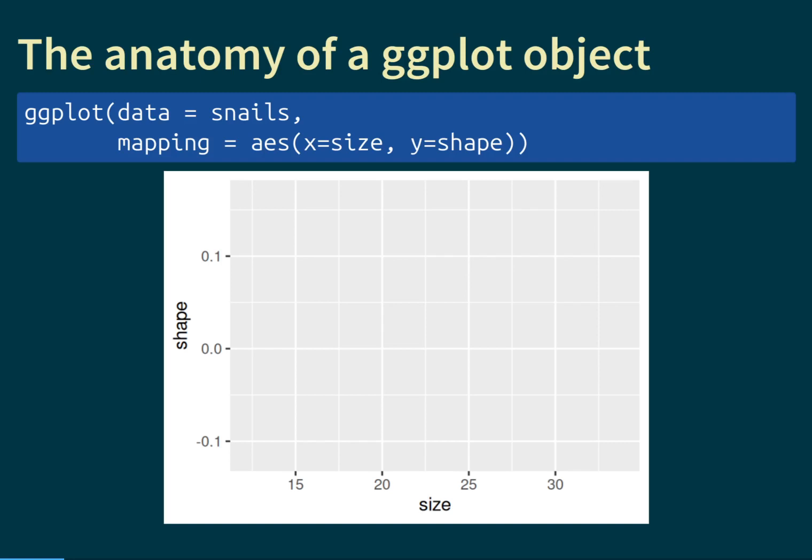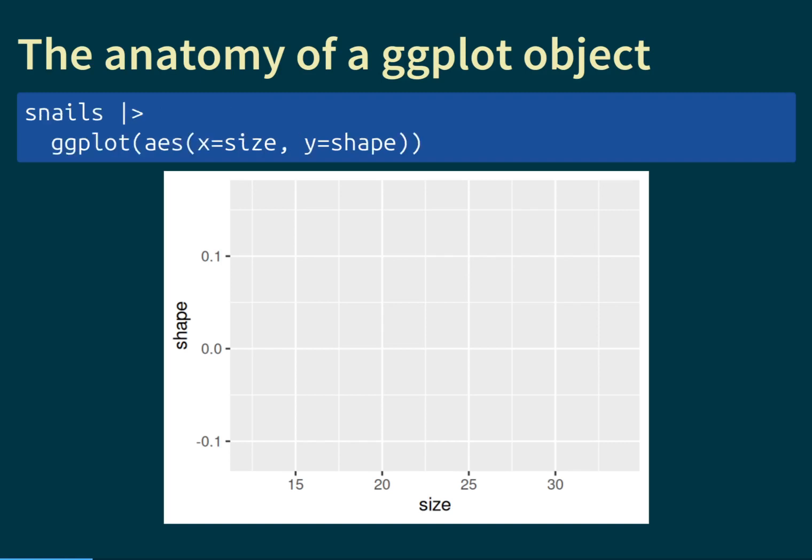So applying a little bit of shorthand, this is the most common way of rewriting it. This is exactly the same as before. We pipe in the snail's data into the ggplot, which then therefore becomes its first argument, which is the data. And then the second argument of ggplot is the aesthetic mapping. So this is exactly equivalent to what we had before.